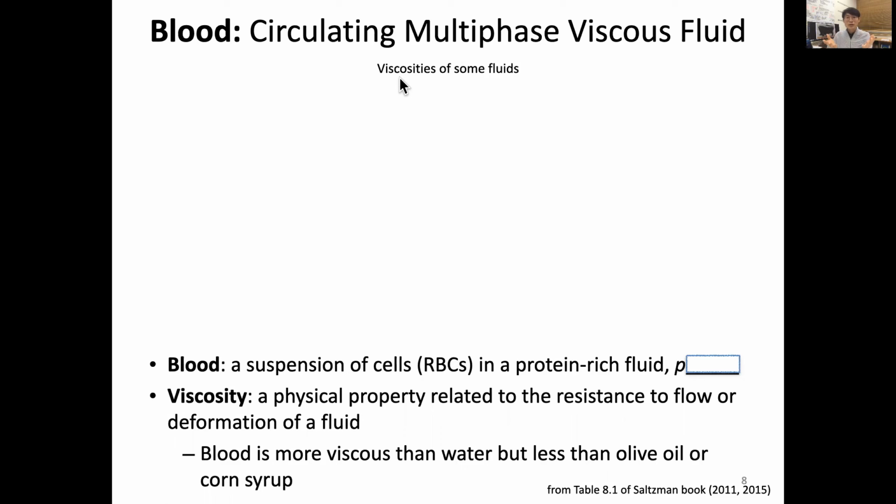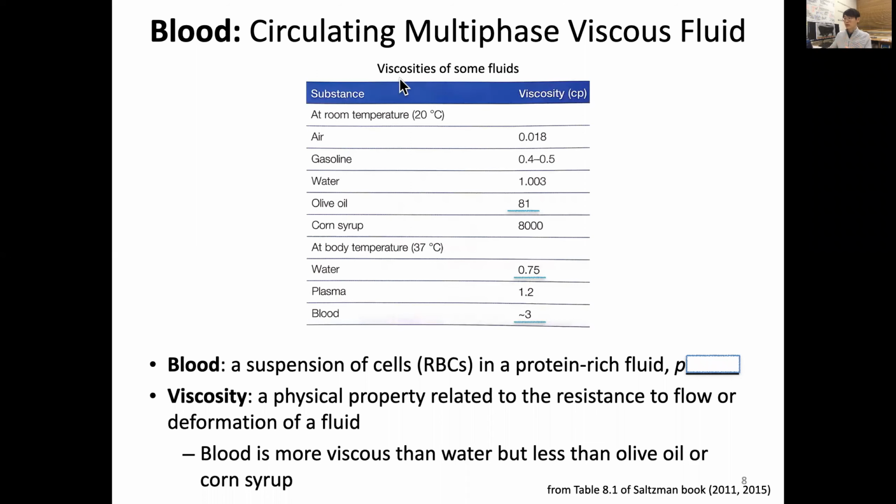Viscosity is how viscous a fluid is. You may feel that with honey versus water. Let's see the actual viscosities. Water is about 0.75 and blood plasma is about 1. And blood is about 3 times higher than that. In comparison, olive oil is about 80 and corn syrup, which is like honey, is 8,000.